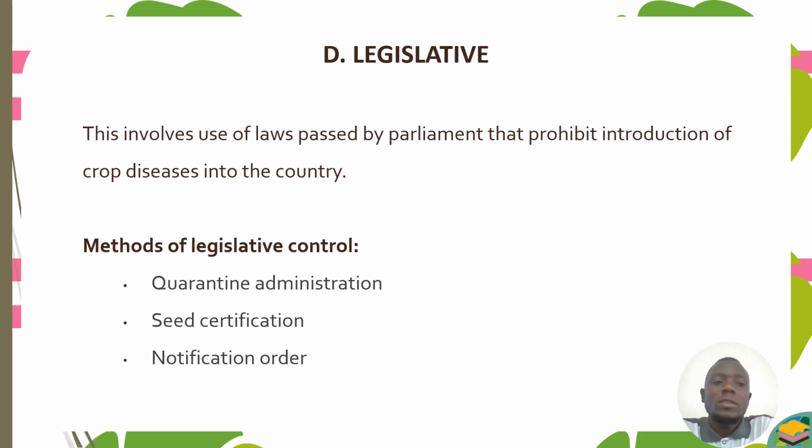Talking of seed certification, it means those seeds that have been certified are the ones to be planted, because being certified means they have been approved as not containing disease or disease causing organisms. And about quarantine, they inspect the crops which are coming into the country, more especially at the borders, so that they should not contain disease causing organisms.